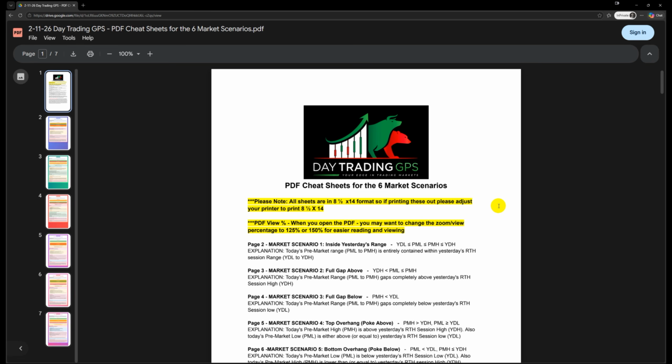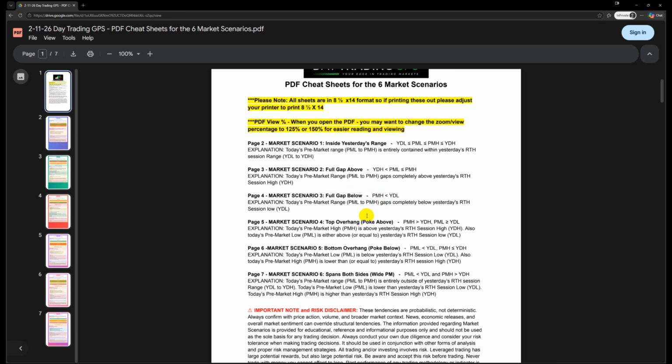Or if you have 2 or more monitors as far as your setup, you can simply have one of these, whatever the market scenario is for today, on one of your other monitors and view the PDF cheat sheet instead of doing the market scenario analysis table directly on your main chart. So it starts off here with a summary page of each of the market scenarios. As you can see, there are 6 market scenarios, and there are only 6 market scenarios that S&P 500 futures can open up in any given session. So there's only 6.